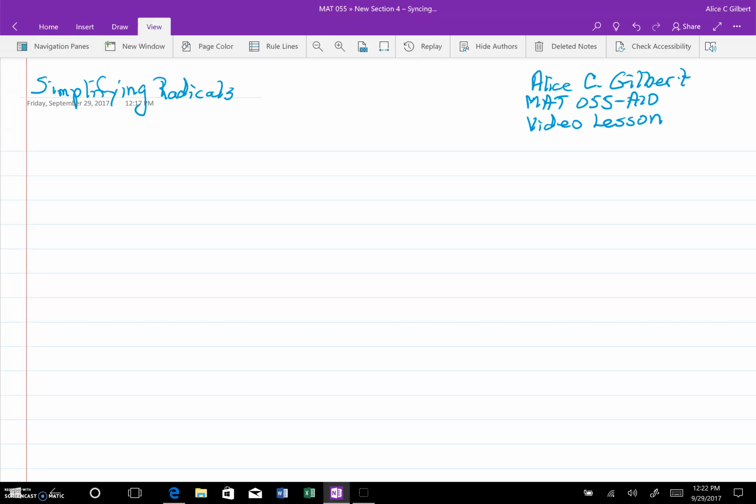So let's begin by talking about simplifying radicals. Now, one thing we didn't talk about in the introduction that we need to understand is if I have, say, the square root of 25, that equals 5. But what if I had the square root of negative 25? Think about this for just a minute.